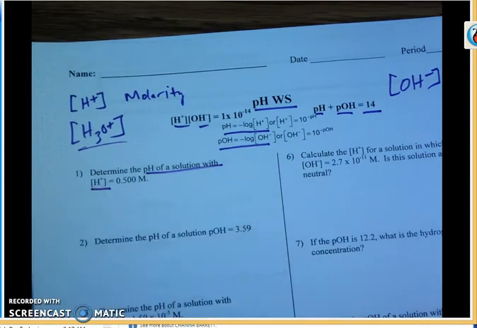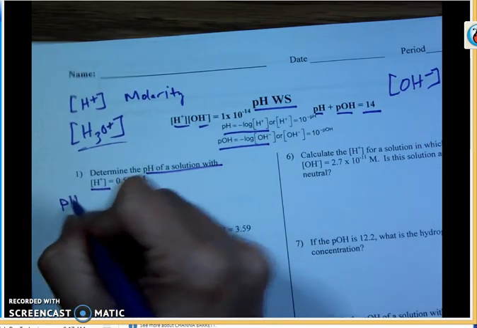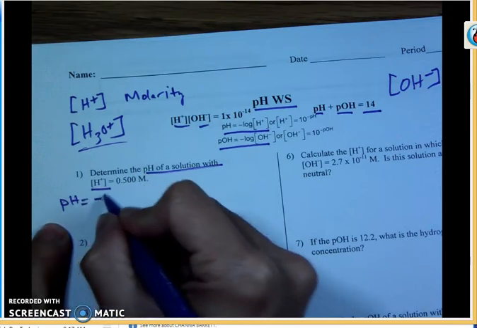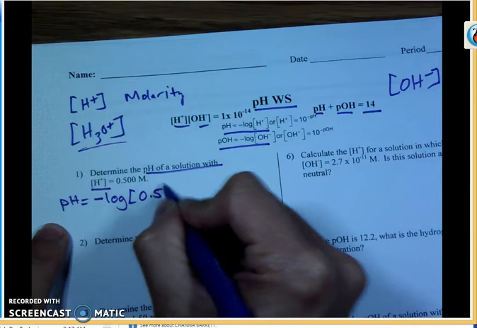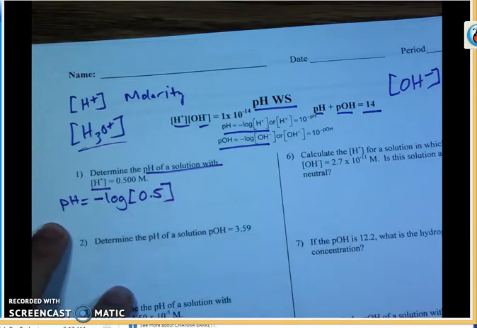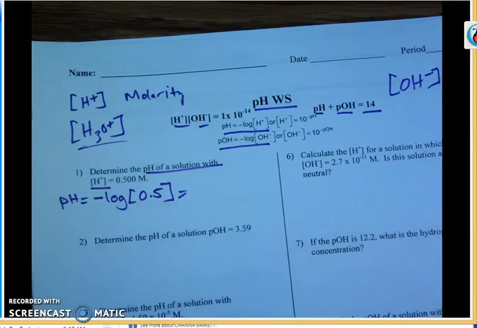So H gives you H plus, then you can find the pH. pH is equal to negative log of the H plus, which is 0.5 molar. And the rest of it is really calculator work.